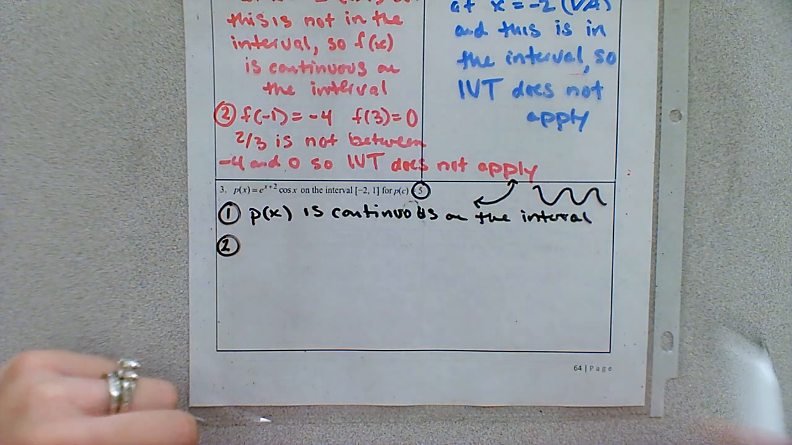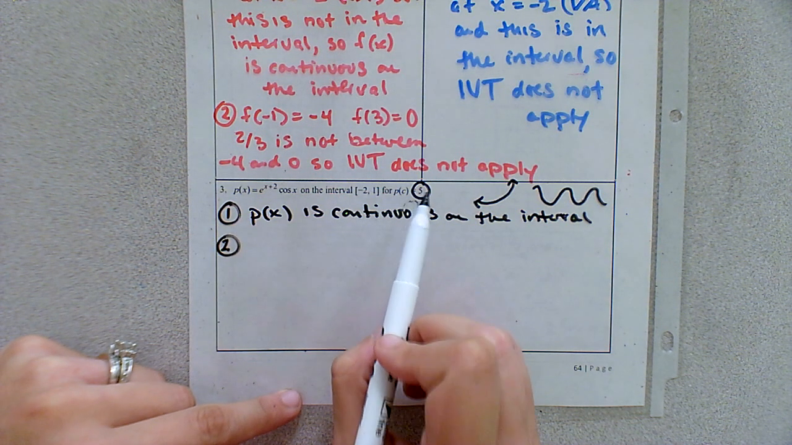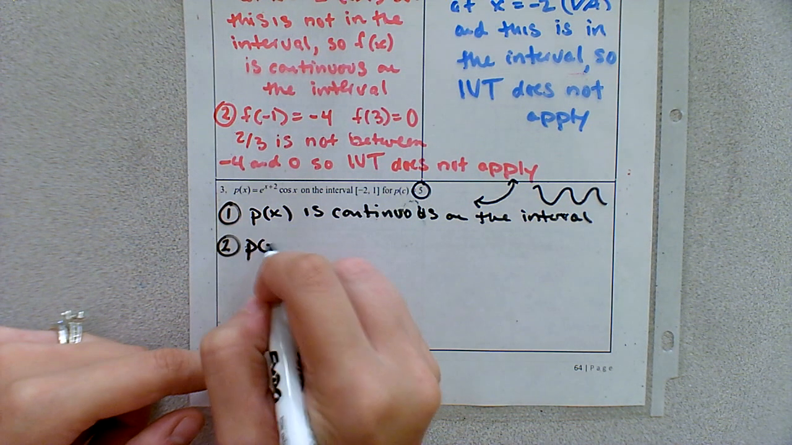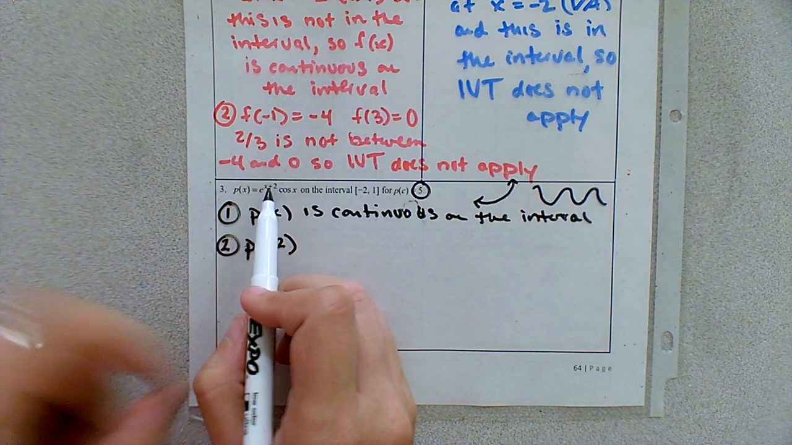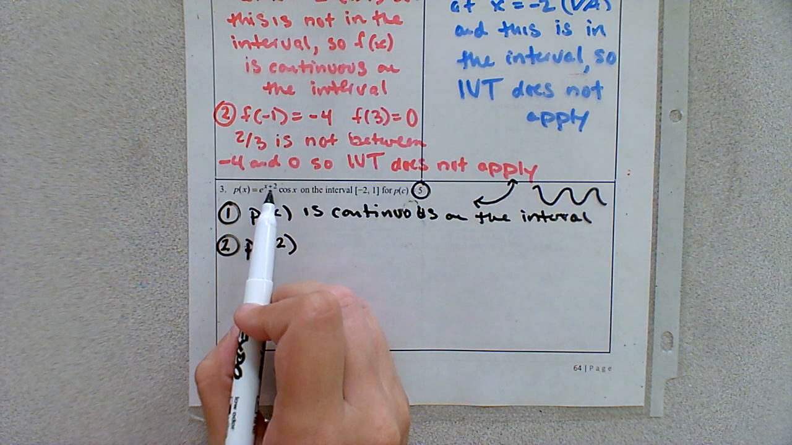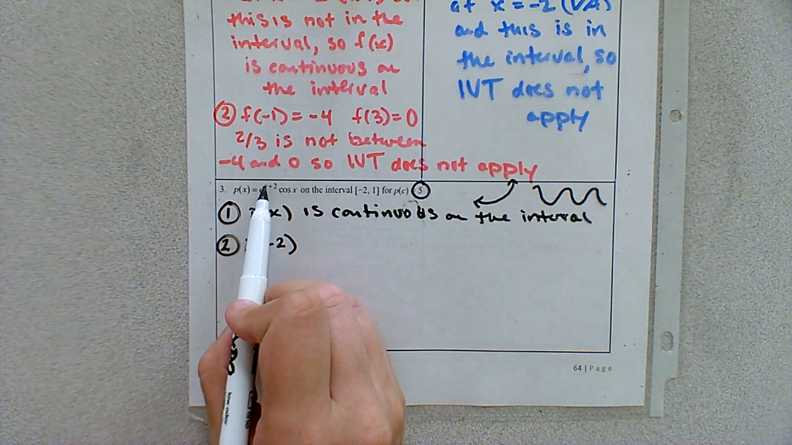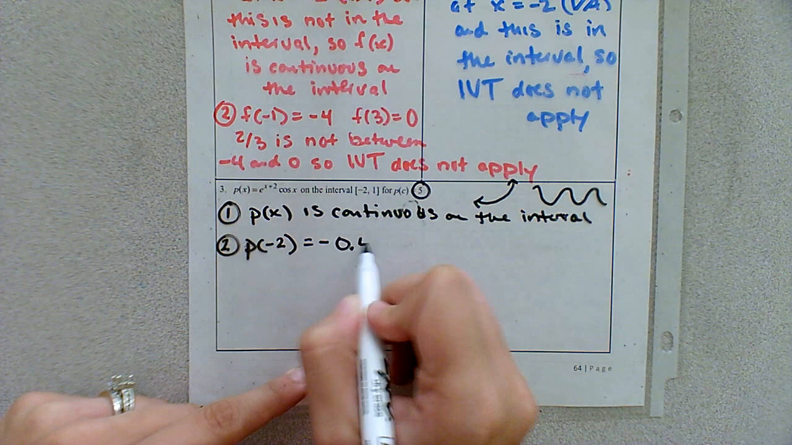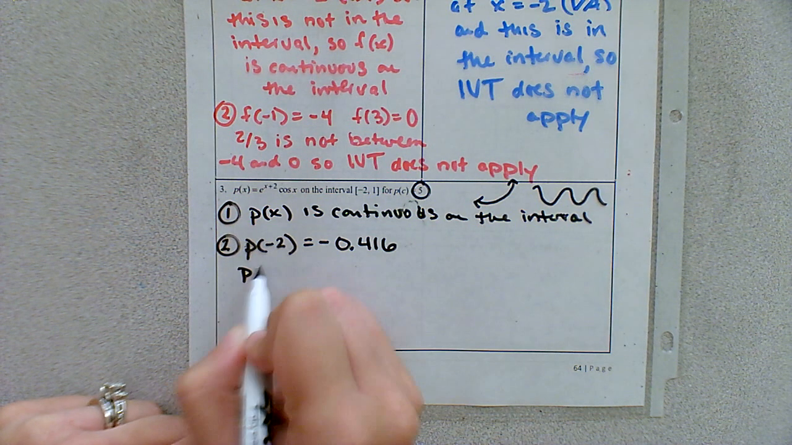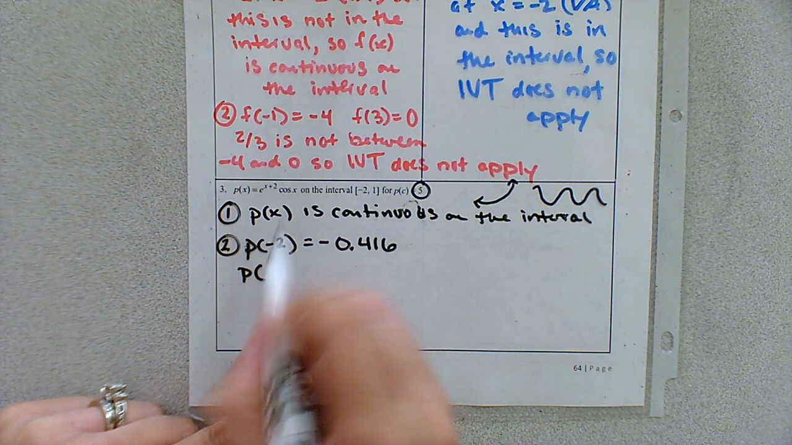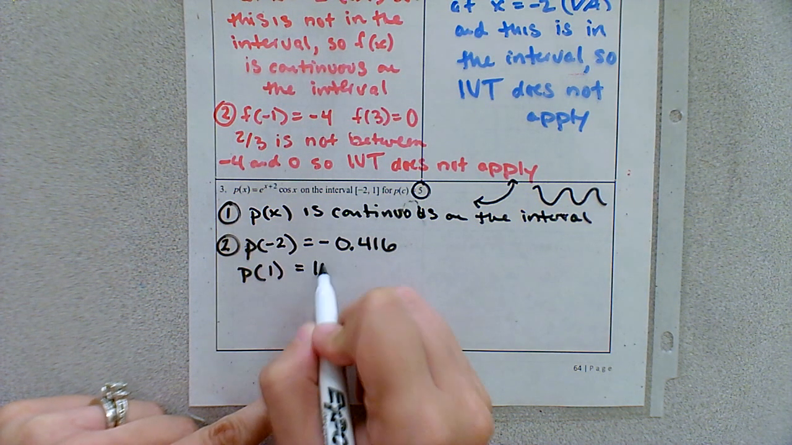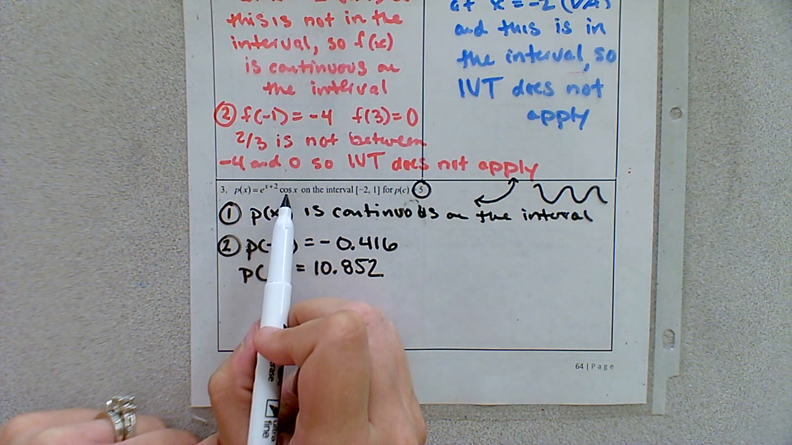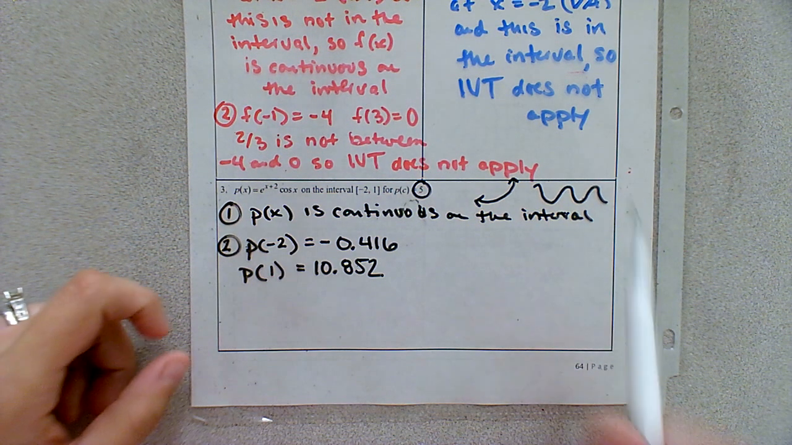Let's go ahead and check out the second criteria. So we got to make sure that this output of 5 is between the outputs from the interval. So if we were to plug in -2, you can use your calculator for this. Plug in -2 for the x's. We should get -0.416. And if you were to plug in 1 for all those x's, we should get 10.852. Again, since we're dealing with trig, make sure you're in radian mode.